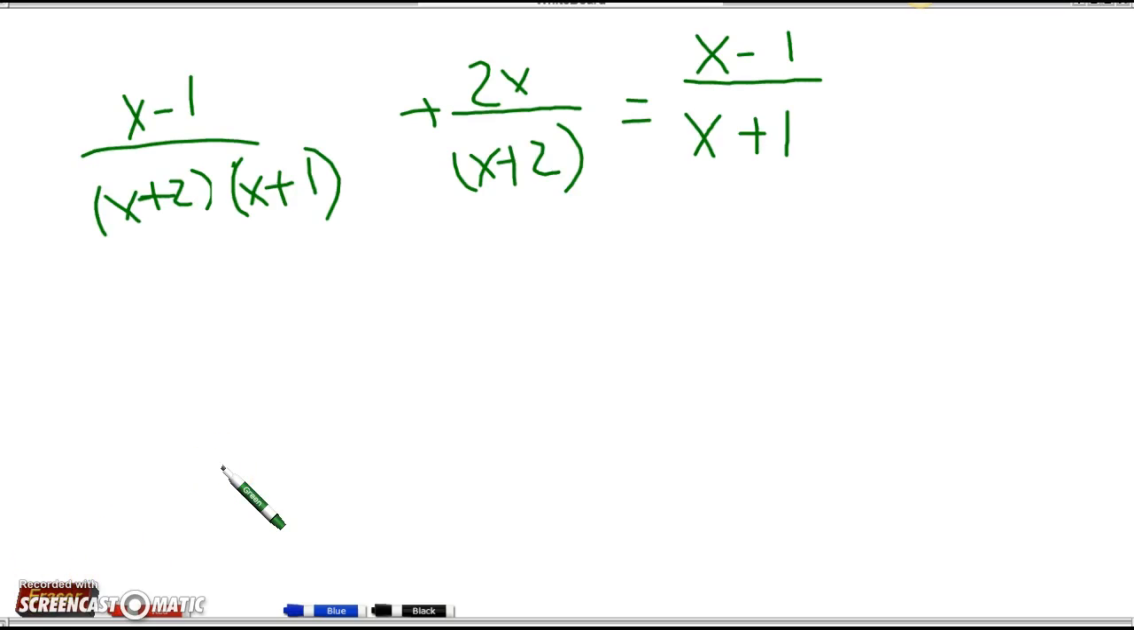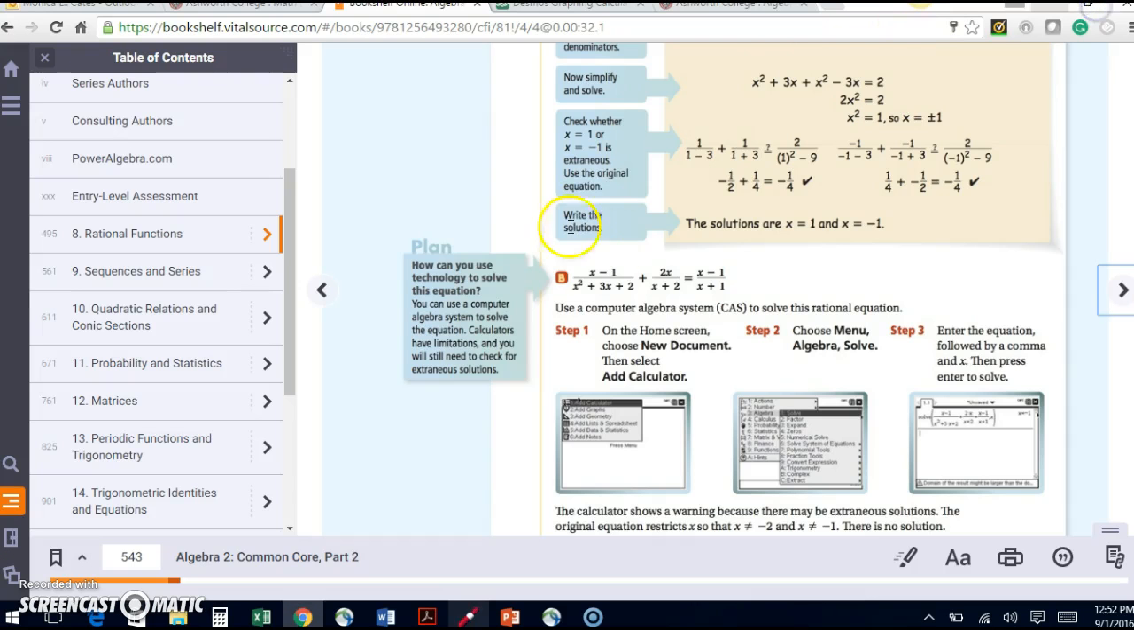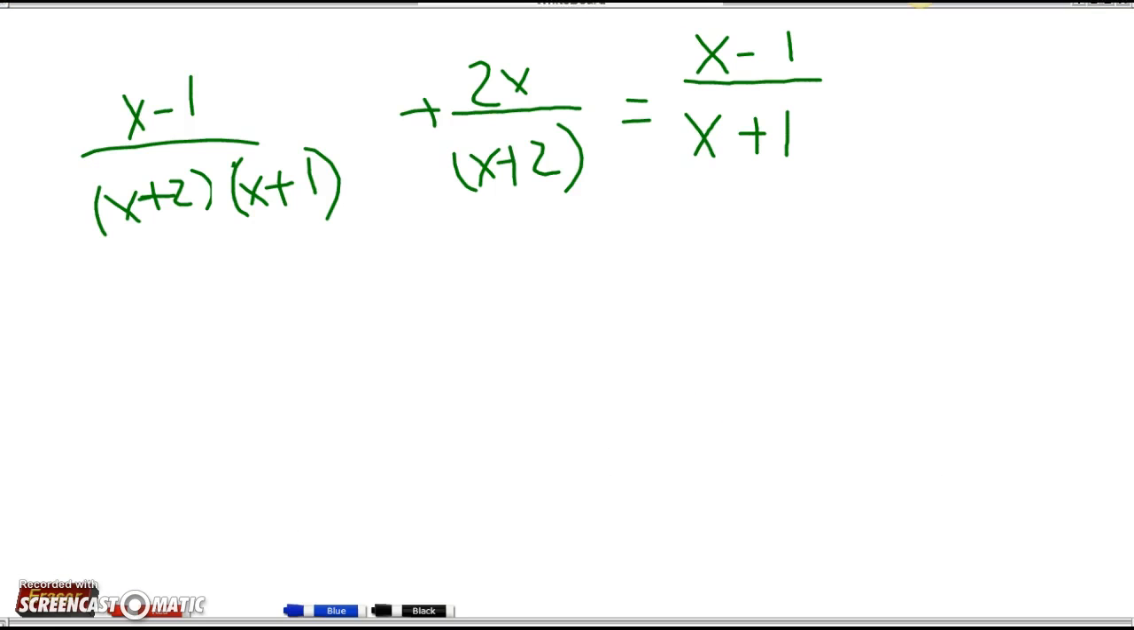So I've written it here on my whiteboard, and as you can see, I went ahead and factored my denominator for that first term. So x squared plus 3x plus 2 factors out to x plus 1 times x plus 2. And then my least common denominator for the whole thing would be x plus 1 times x plus 2. And if you don't remember how to do that, please go back and look at the previous lesson.